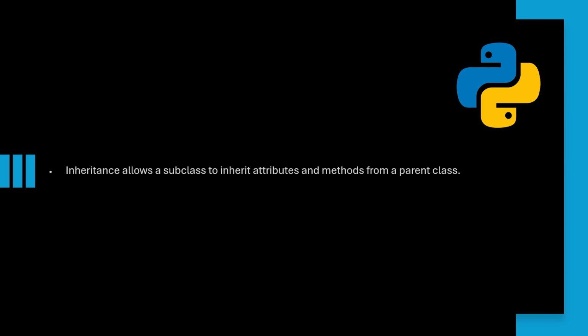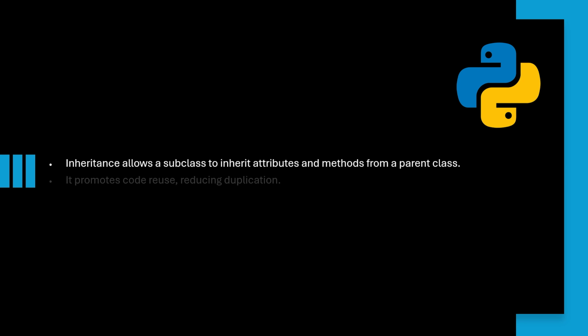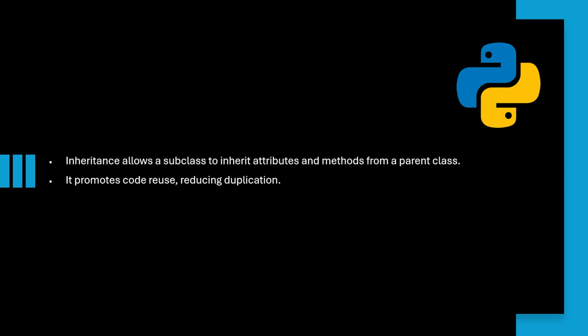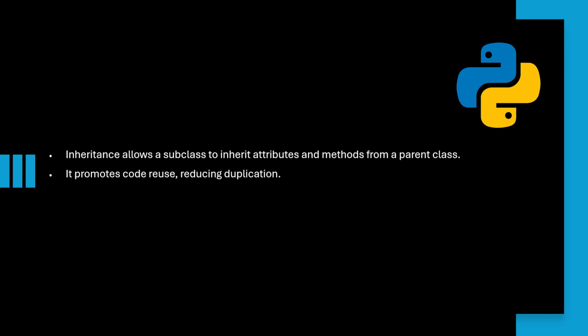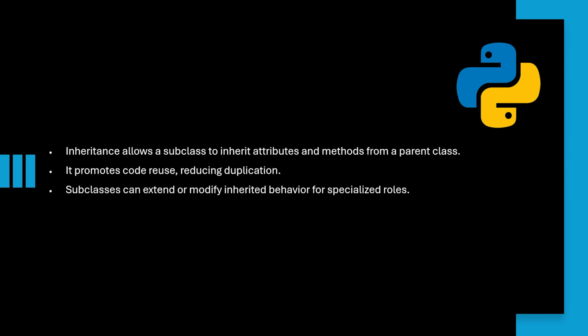So what's inheritance? Inheritance allows us to create subclasses that inherit attributes and methods from a parent class, so we don't have to redefine everything from scratch and can just use them. Hence, it promotes code reuse, reduces duplication, and makes it easier for us to code. By doing this, it can extend or modify inherited behavior for specialized roles.